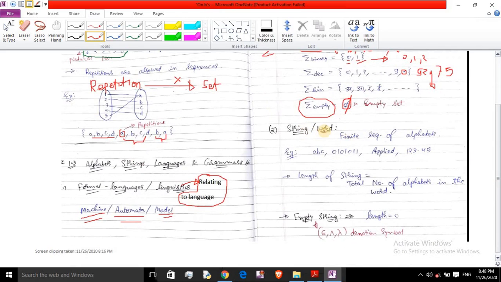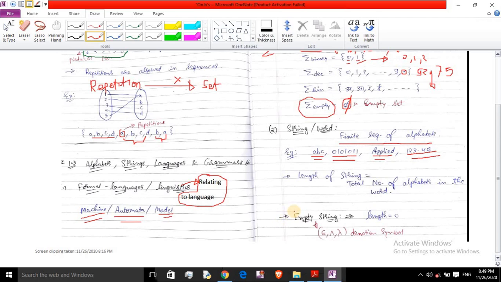There is another concept called a string or a word. It is a finite sequence of alphabet symbols. It can't be an infinite sequence. Now look at this, ABC. This is a word. It is a string of a binary number, of English, or of a decimal number. What is the length of a string? It is the total number of alphabet symbols present in the word.